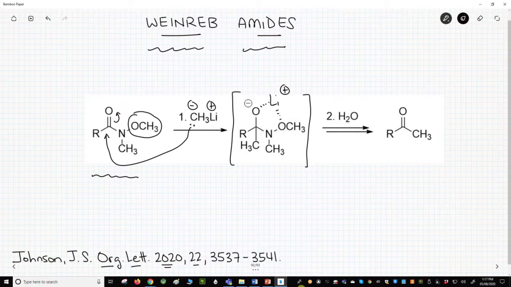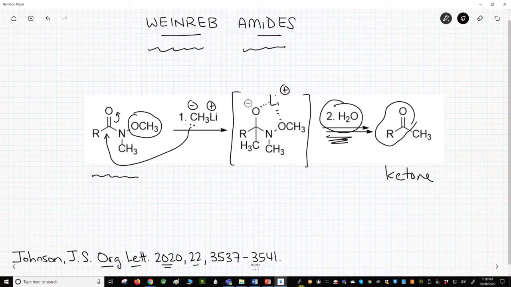At some point, water is added to the reaction. Through protonation and elimination of the nitrogen group, we get the ketone. Will methyl lithium attack again? No, because the water will have quenched the methyl lithium. The ketone only appears in the reaction once it's safe to do so. Through a Weinreb amide, one can acylate an organometallic reagent.